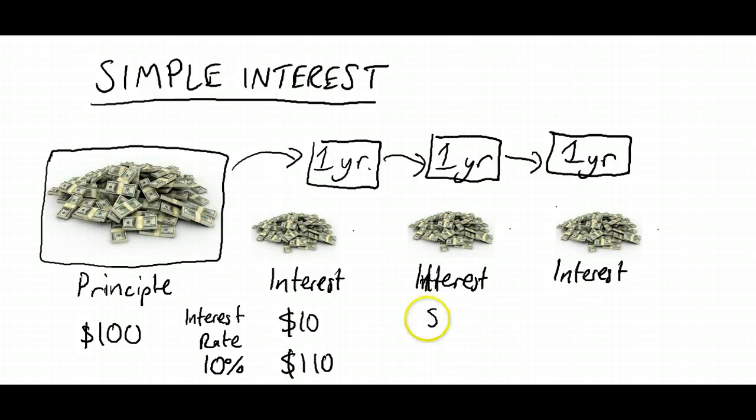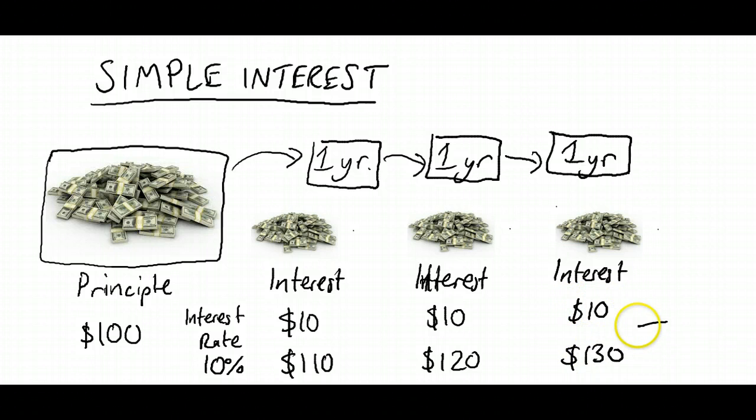After 2 years, you get another $10. So now you've got $120. You had 110 after 1 year, and after another year you've got 120. After a third year passes, you get another $10. So obviously now up to 130. And that could go on and on forever.